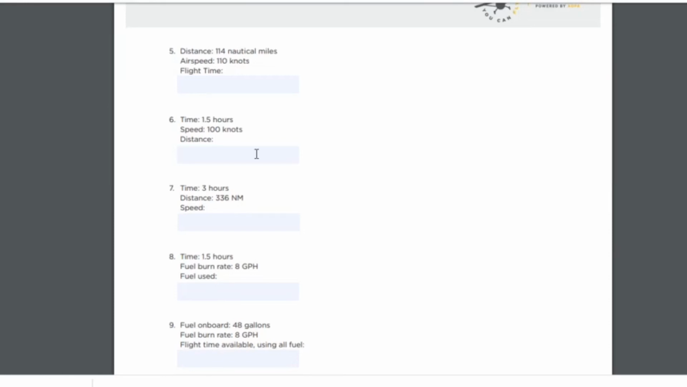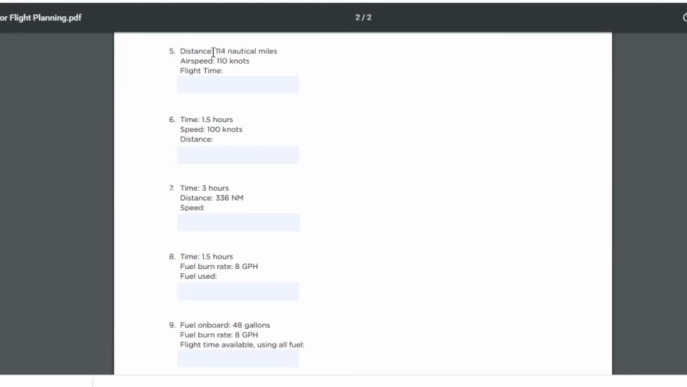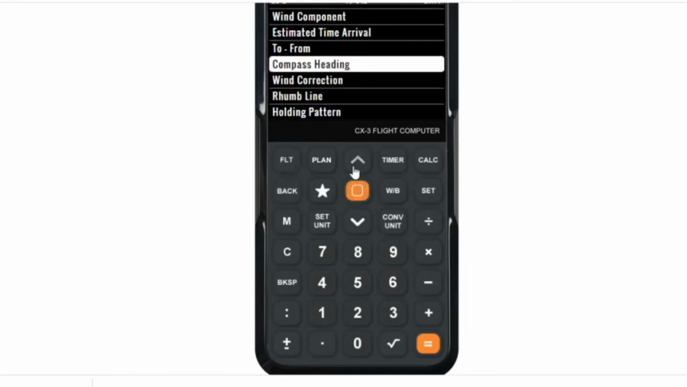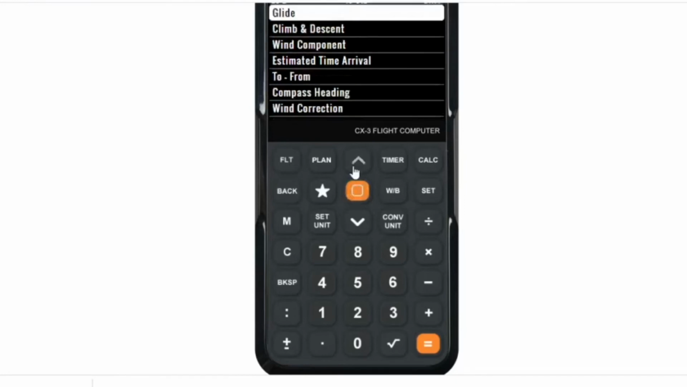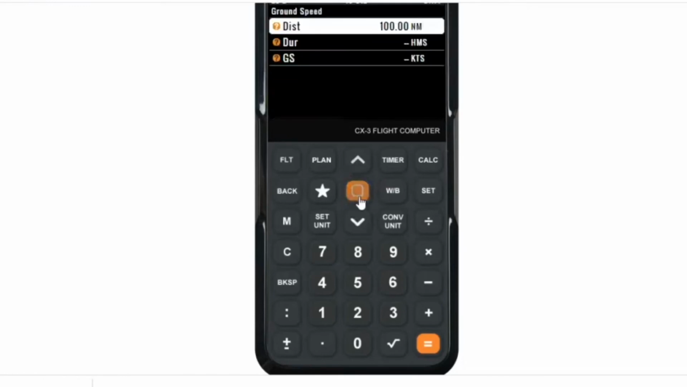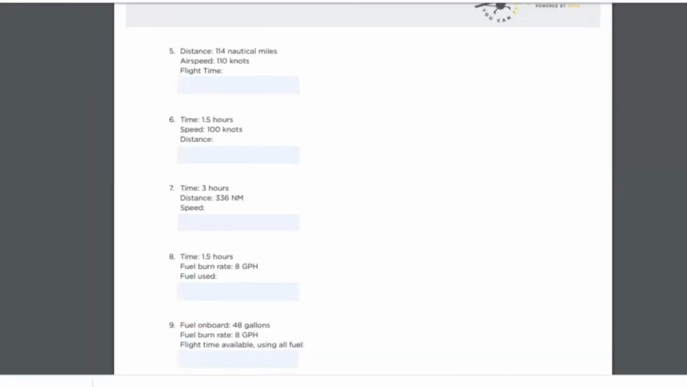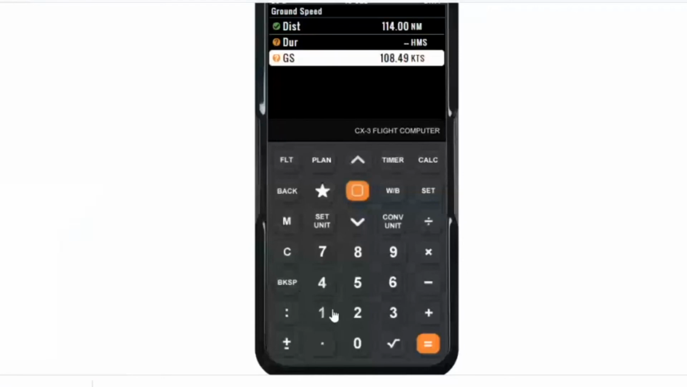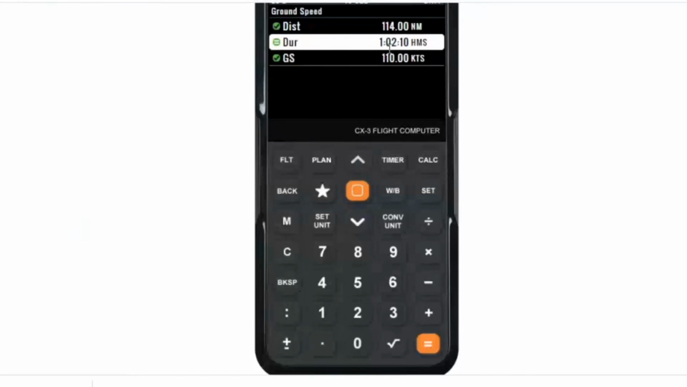Let's run through these last ones pretty quick. Distance, it says 114 nautical miles and your airspeed is 110, and it wants to know the flight time. That's a great question for the flight computer. That's a time, speed, distance question. So we come up here and we look at ground speed in the menu, and it said that the distance was 114, and you're going to be going 110 knots. So we say 114 and your ground speed is 110. And because they're so close together, it's going to be pretty much an hour and 2 minutes.